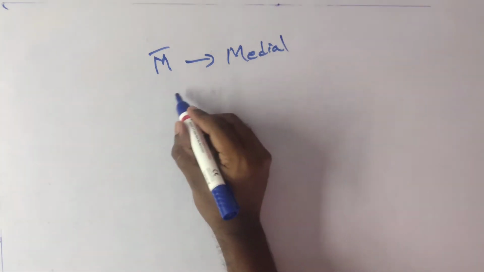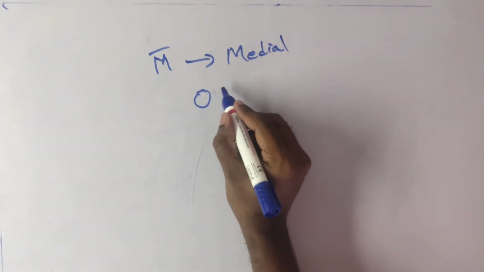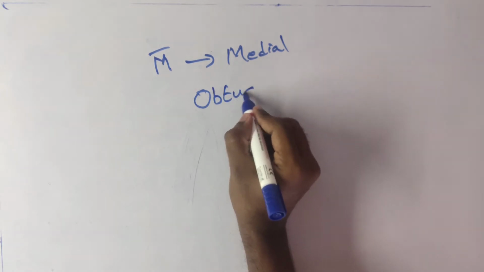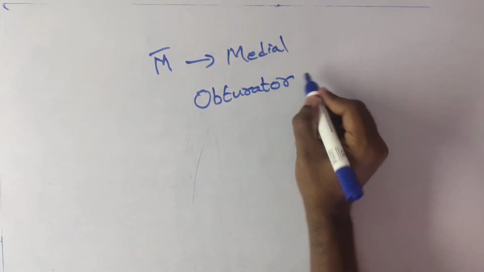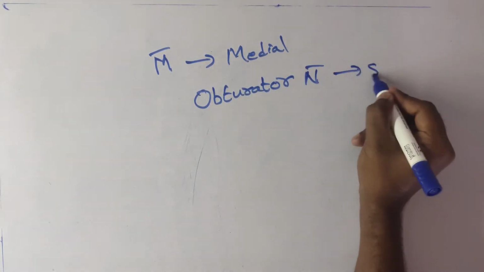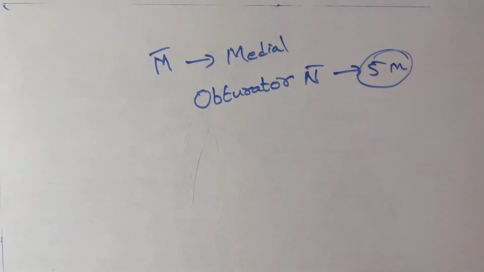So in this concept, we have to study the obturator nerve for 5 marks. This is an important question, a mostly asked question.